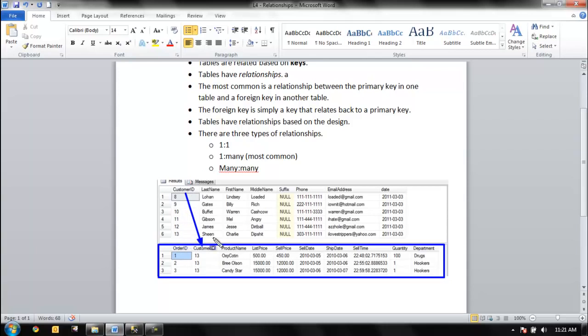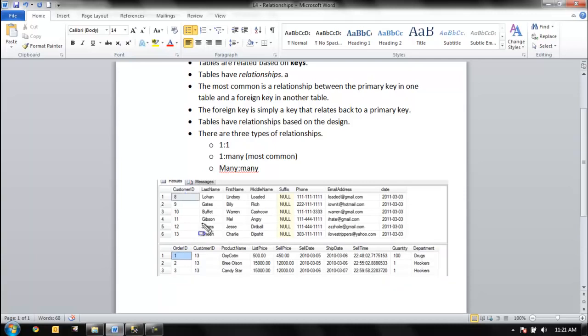And what do we see here? Well, we have number 13. So who is customer number 13? Well, sure, you could look at the product name to know that: OxyContin, Brie Olson, Candy Star, the department they're in, hookers and drugs. That's easy. I mean, sure, it could be Lindsay Lohan, but the alcohol is not mentioned here. We can see that it's Charlie Sheen. He is number 13.